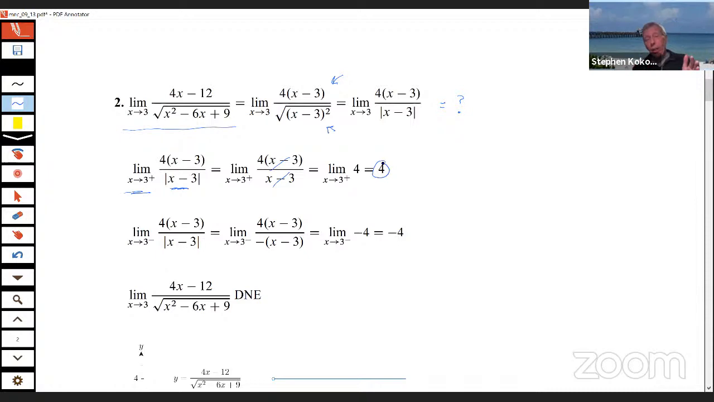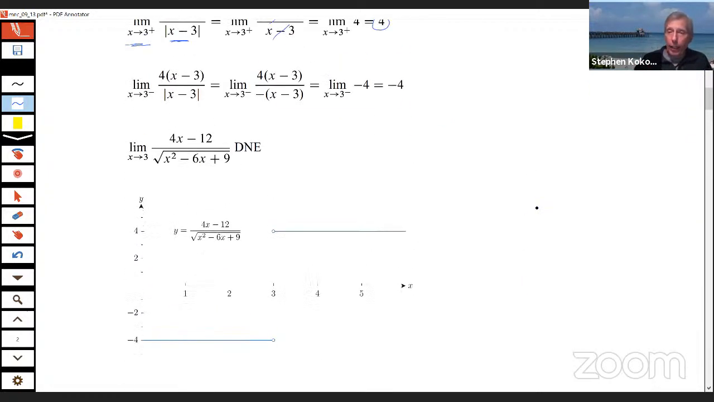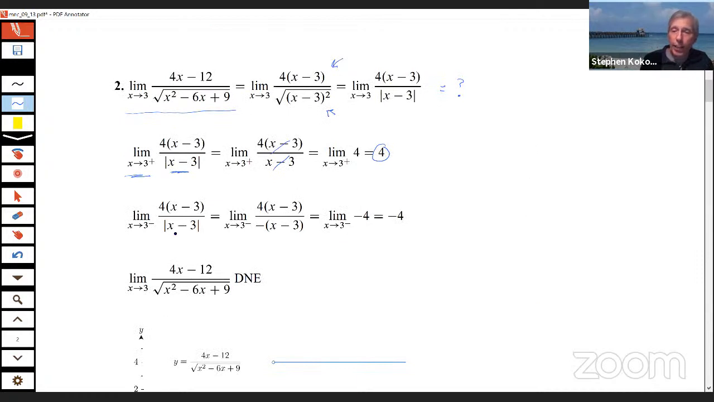Okay, the limit as x goes to 3 from the left-hand side. Now I'm approaching, whoops, I'm sorry about that, Curtis. I'm approaching 3 from the left-hand side. This argument now is very small, but negative. How do you take the absolute value of that negative argument? You have to take the opposite of it. So there's that negative sign, and okay, in non-calculus lingo, I got rid of the absolute value.